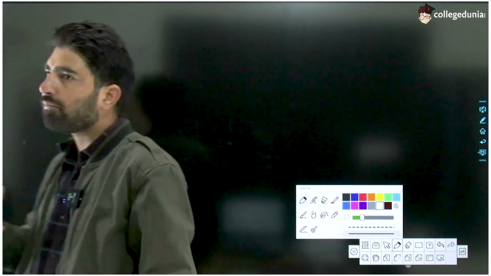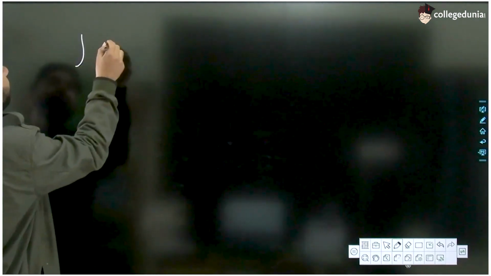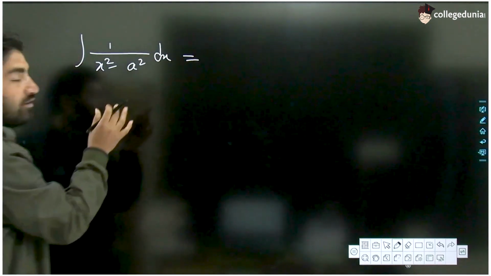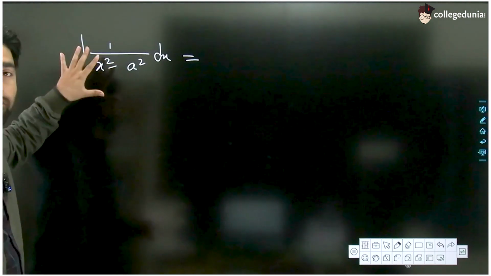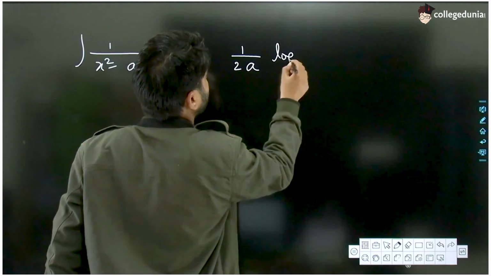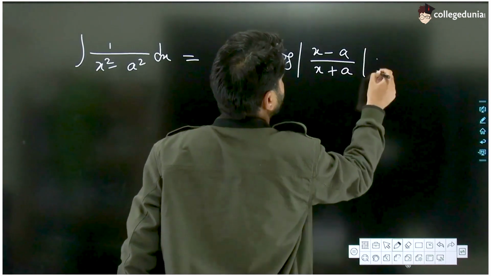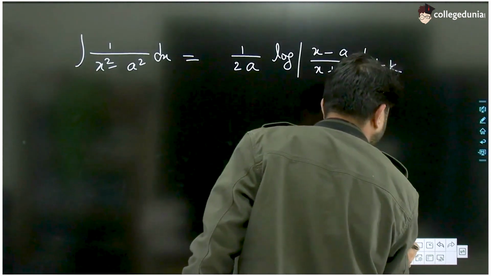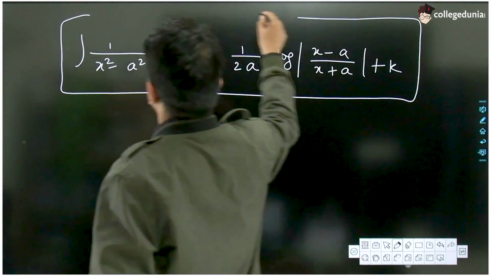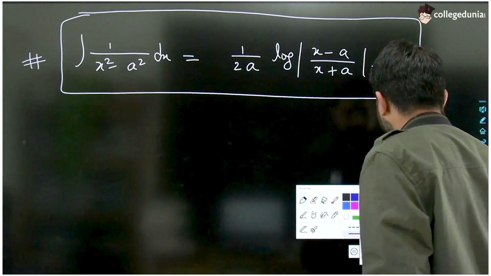There are some formulas that we need to remember, that we need to learn. Suppose we have 1 upon x square minus a square. Then there's a formula for the integration of this expression. The formula is 1 upon 2a log of x minus a divided by x plus a, plus k. We can also derive this formula. Let's see the derivation of this formula.